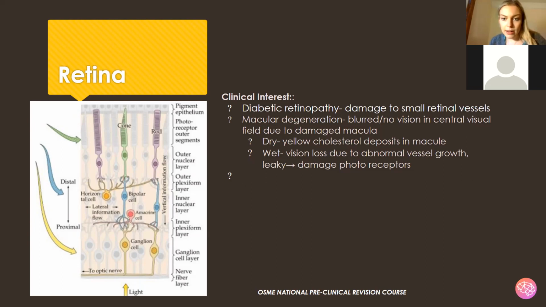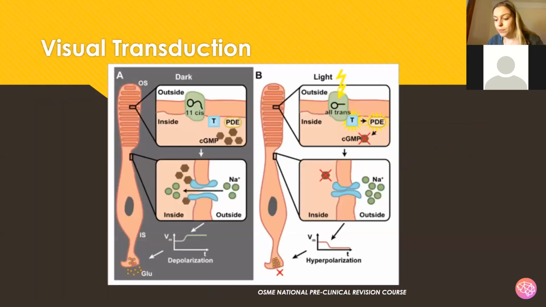And then another one, in a different colour, macular degeneration. So this causes blurred or no vision in the central visual field due to a damaged macula, and this can either be dry due to yellow cholesterol deposits, or it can be wet due to abnormal vessel growth, and this damages our photoreceptors. So two points that are good to know about. I'm just looking at my notes, by the way, sorry.